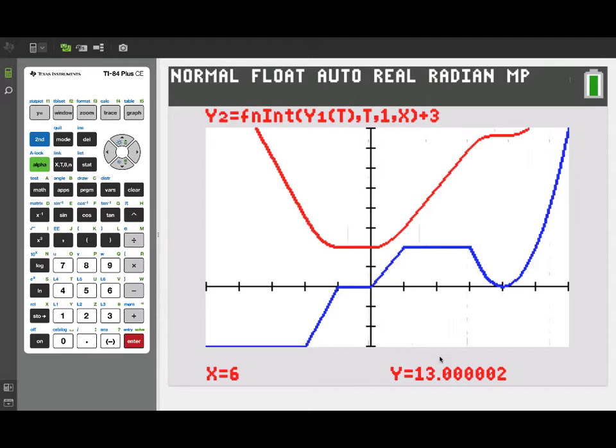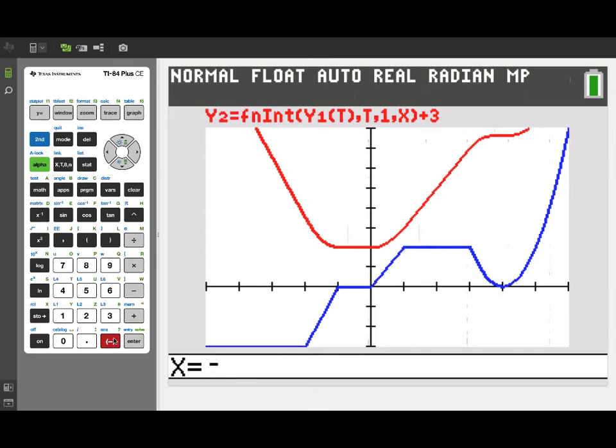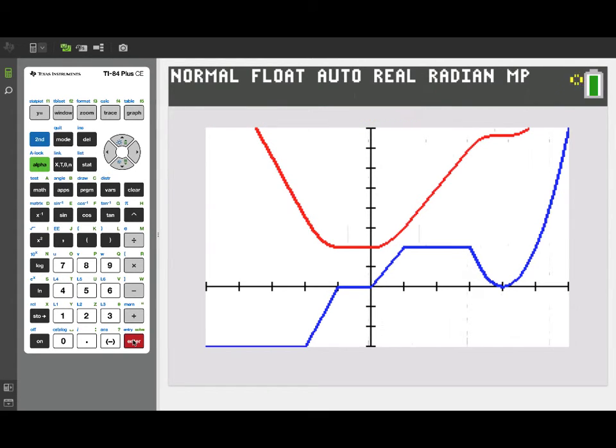So I'm going to go ahead and jump the trace over to 6, but remember that we added 3 onto our definite integral. So the definite integral from 1 to 6 must be about 10, and that's why we're getting a y value of 13. We're also asked for the value of our antiderivative at -5. So I'll jump over to -5, and there we see that our antiderivative value is about 12.5.